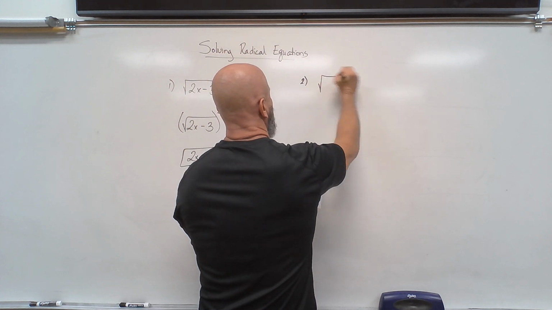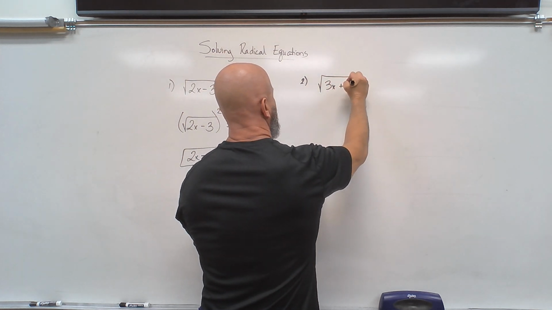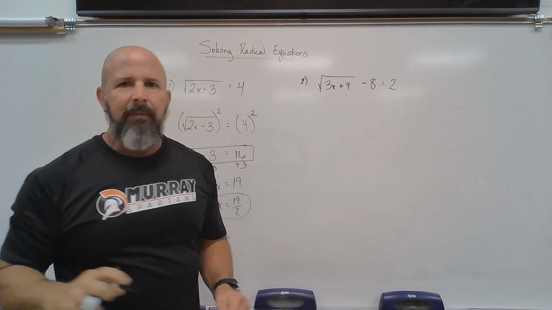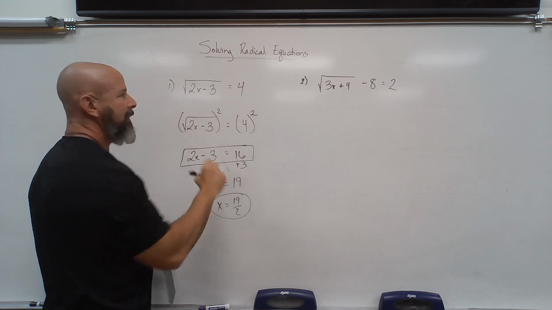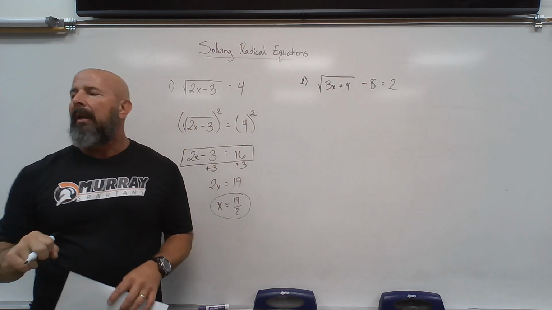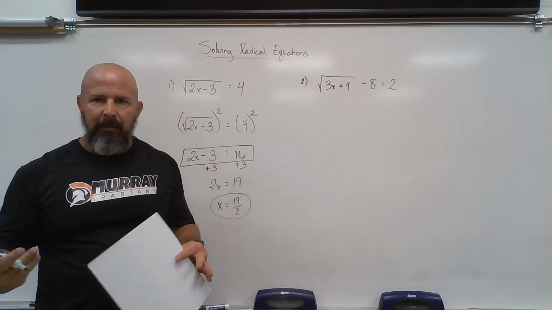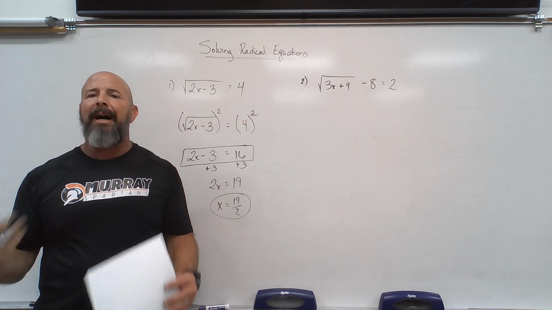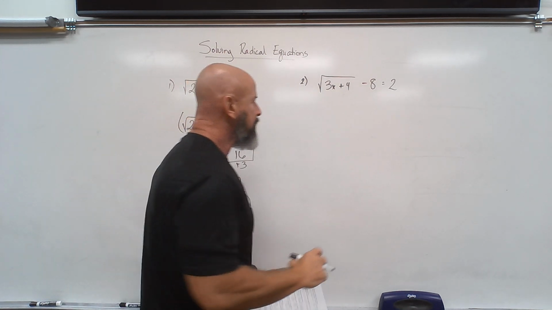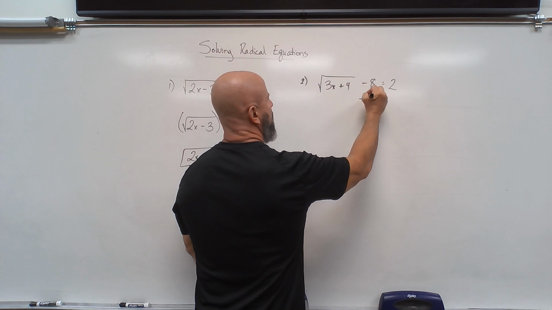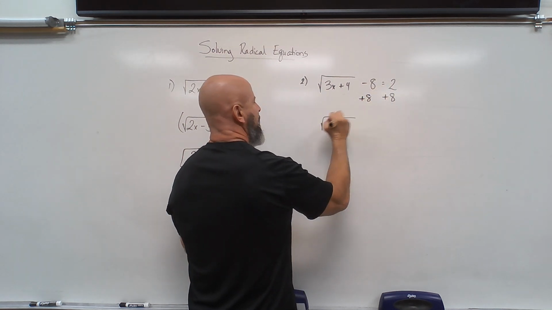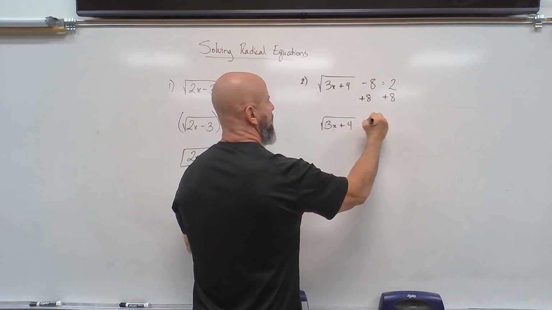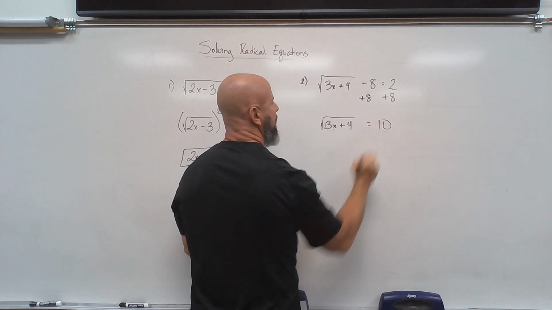Let's say we have the square root of 3x plus 4, and then we'll put a minus 8 equals 3. Right? So instead of a square root equals a value, now I've got a minus 8 sitting in there. Anytime I want to get rid of the radical to produce something I've seen before, I need that radical to be alone. I need it to be isolated. So the first thing I want to do is add the 8 over. I need this radical, the square root, isolated, so I'd have the square root of 3x plus 4 is 10.